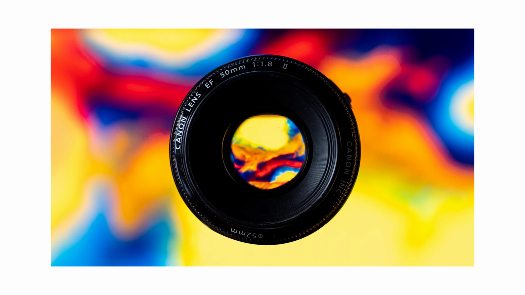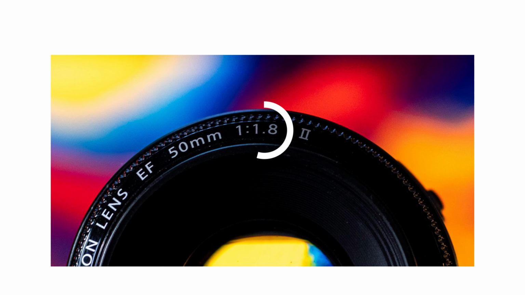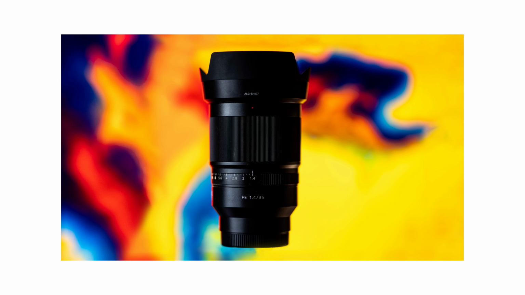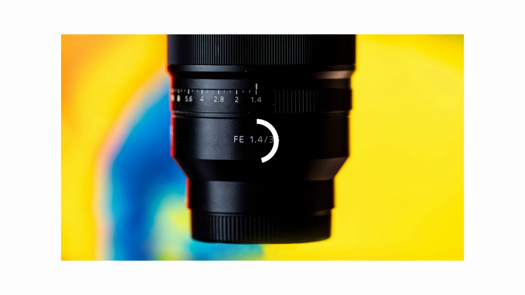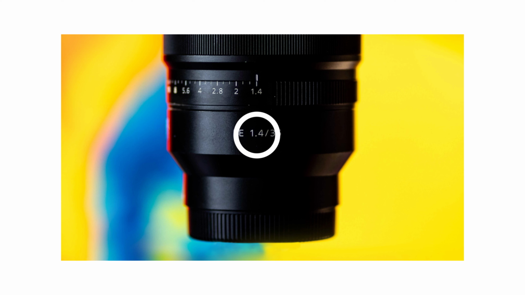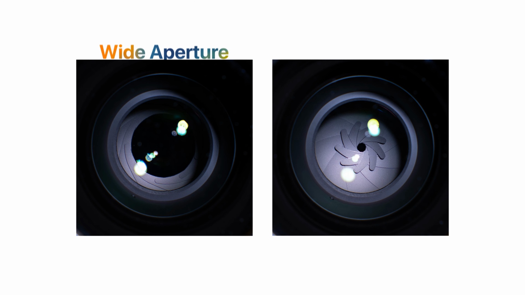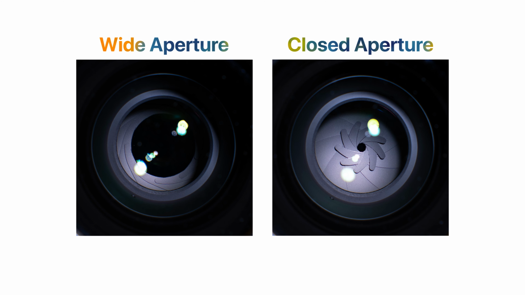So if you want to know what to set your aperture to, look no further than the lens itself. Every lens should have a little number on the front or somewhere on the side of it that'll tell you how wide your aperture can go. And what your aperture does, it controls how much light is going into your camera. So the wider your aperture, the brighter your image is going to be. And then the tighter your aperture, the darker your image is going to be.